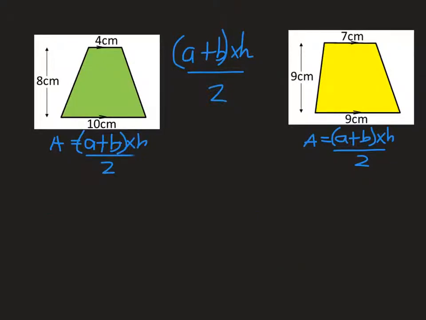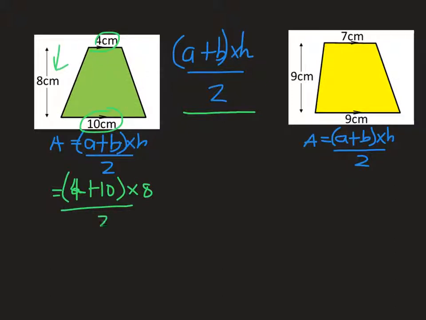Let's now apply the formula to both of these equations. Again, choose the one that you prefer. I tend to think that setting it up like this is the easiest. So for the green one, A is equal to 4. B is equal to 10. So 4 plus 10 times by the height of 8, all divided by 2. That will give us 14 times 8.